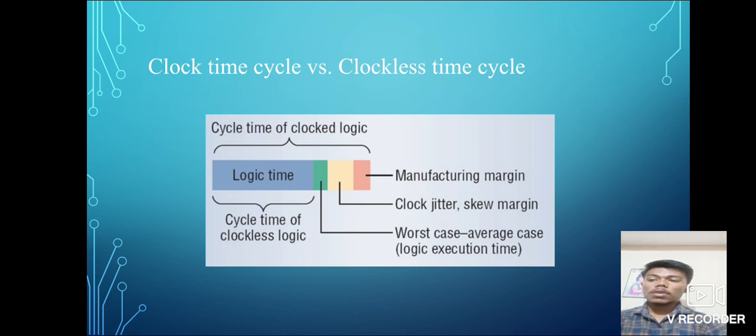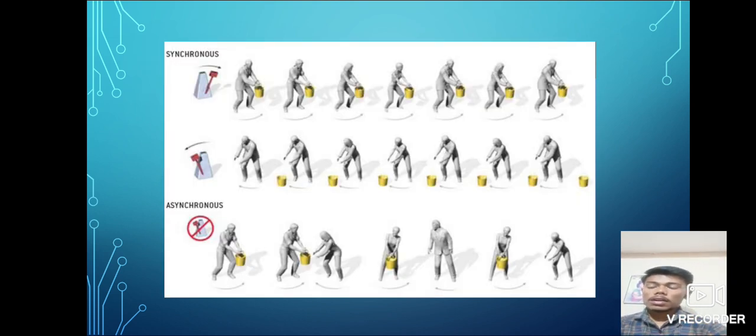This is for clock time cycle versus clockless time cycle. There is the cycle time of clock logic, in blue color the cycle time of clockless logic, and other manufacturing margin, clock jitter, and worst case versus average case. In the figure we can see that in synchronous there is a lot of time, and in asynchronous not as much time.